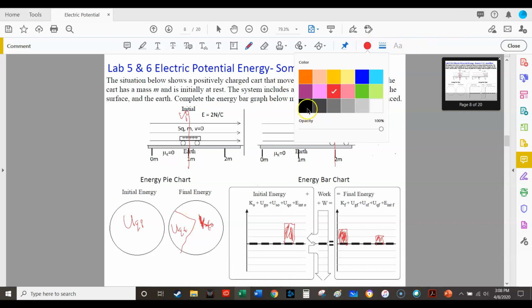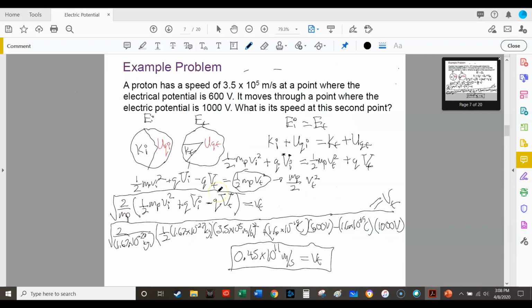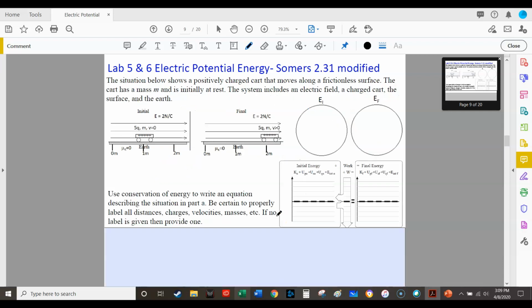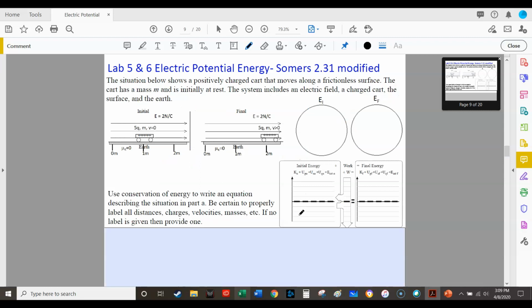Got to use black for that kinetic energy. Okay. Well, we've created an interpretation of the change of energy from the initial to the final. Let's go ahead and move on to the next part here and convert these to equations. All right. So if you're in Physics 111, Physics 121, move on to the next page, and let's go ahead and convert these to equations.